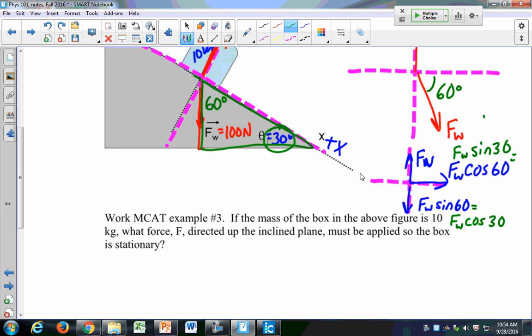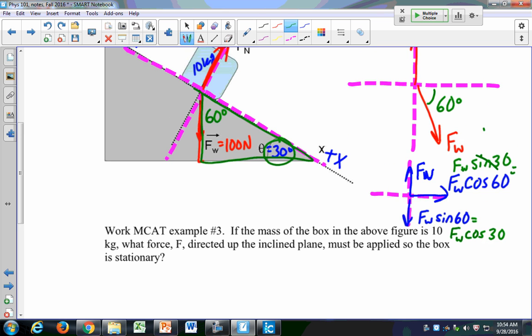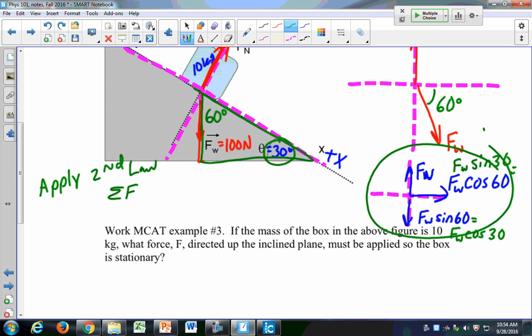Okay, so now that I have my forces resolved onto x and y components, I can apply Newton's second law. I can say that the sum of the forces in the y direction equals may, and the sum of the forces in the x direction equals max. The forces in the y add up to give me the mass times the acceleration in the y, and the forces in the x give me the mass times the acceleration in the x.